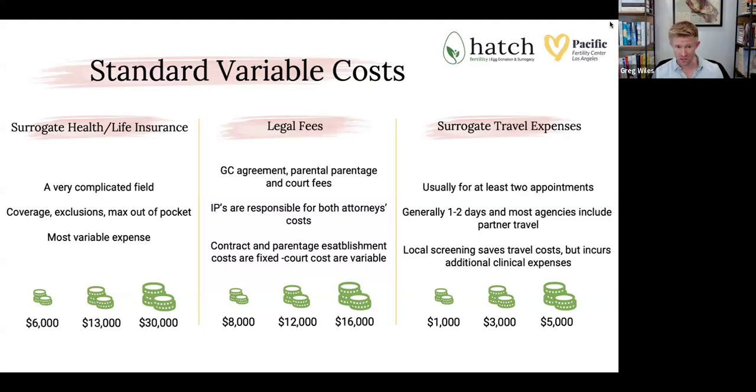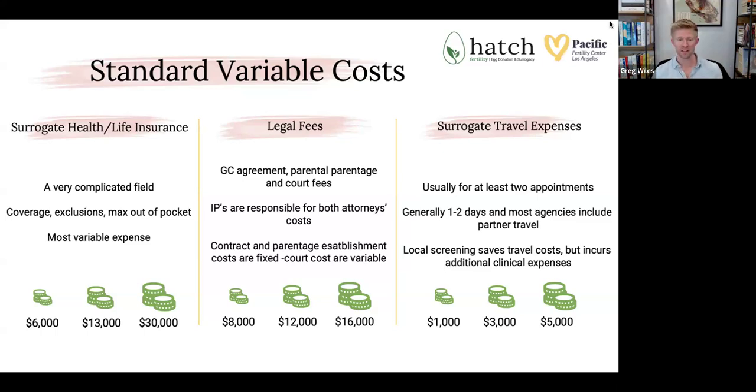If she doesn't have insurance, though, and it's not in those time periods, then we have to get a special type of plan that's usually underwritten by Lloyd's of London that can cost upwards of $30,000 and potentially more if things go a little bit longer than expected. So that's the variation in health insurance costs. So it's very important to understand what your surrogate's health insurance situation is, and even then it's just an estimate.